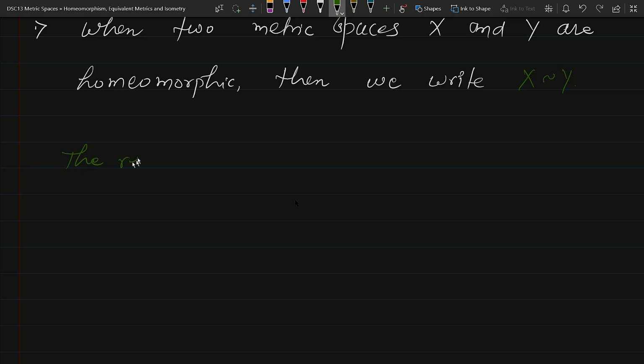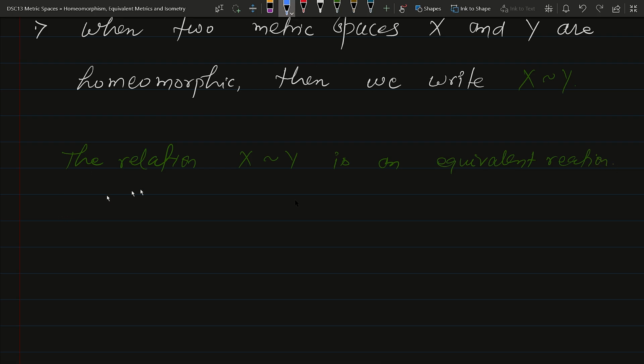The relation "X is homeomorphic to Y" is an equivalence relation. Okay, how can you identify this?